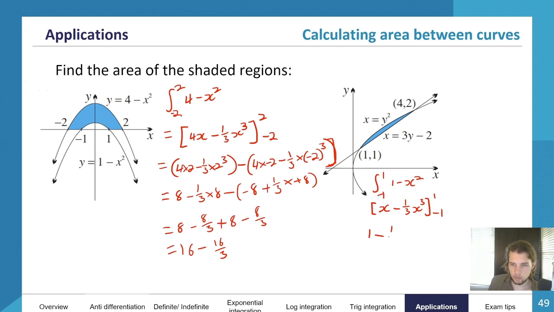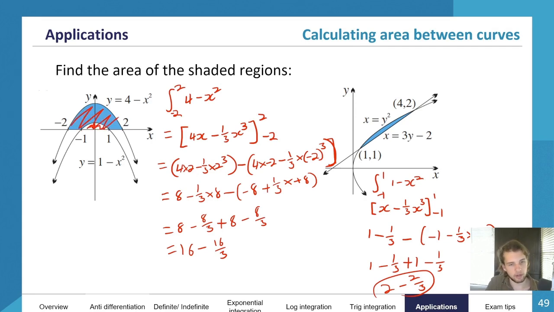We have 1 minus 1 on 3, minus minus 1, minus 1 on 3 times minus 1. So that's 2 minus 2 on 3. So that's our second area. 2 minus 2 on 3 is our area in here, whereas 16 minus 16 on 3 is all of our area here. So we want to get this and subtract that.